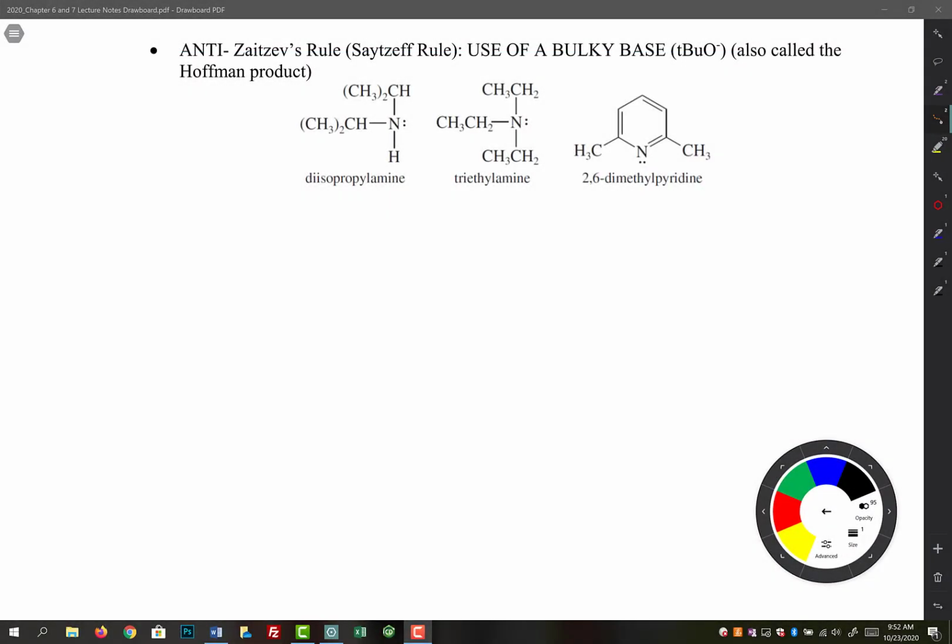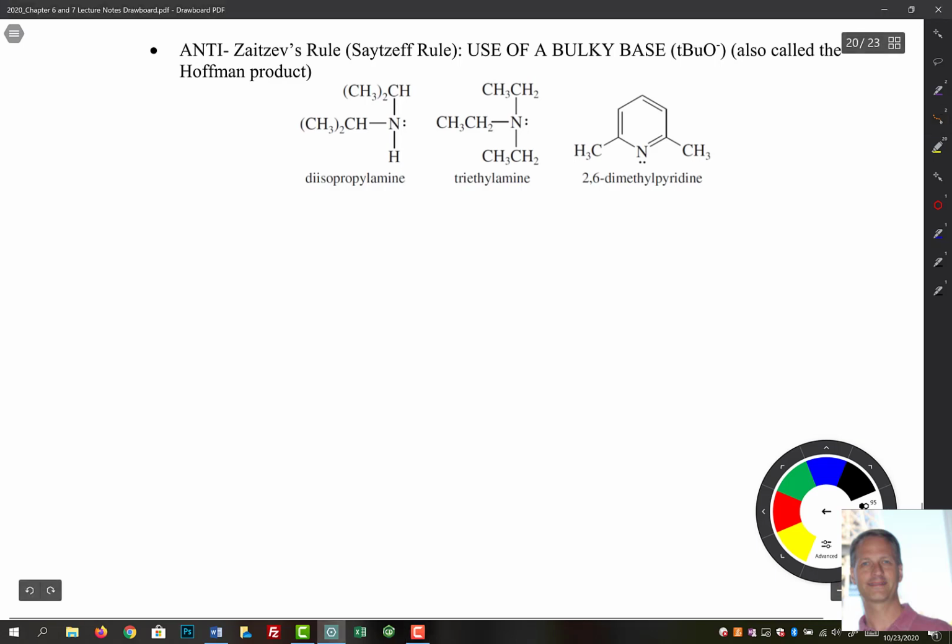So there's a situation that arises sometimes where we can get the least substituted product, or the least stable product, as our major product. This is called the anti-Zaitsev product, or Hofmann product, the anti-Zaitsev's rule. This is going to use a large, big, bulky base. And kind of the go-to base that we use is t-butoxide.